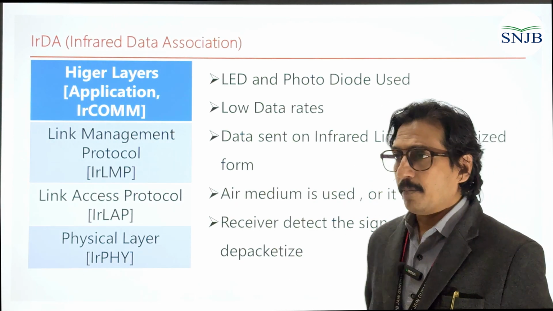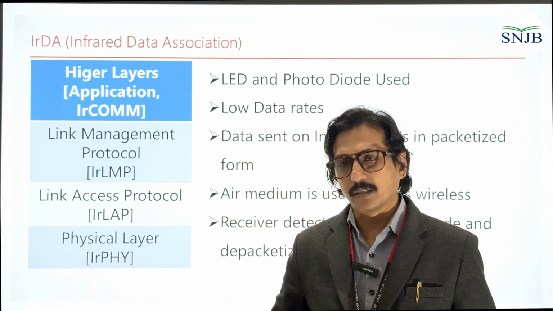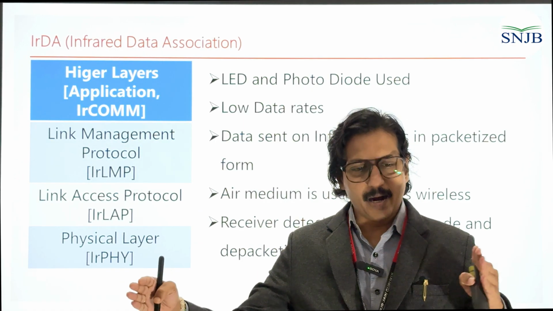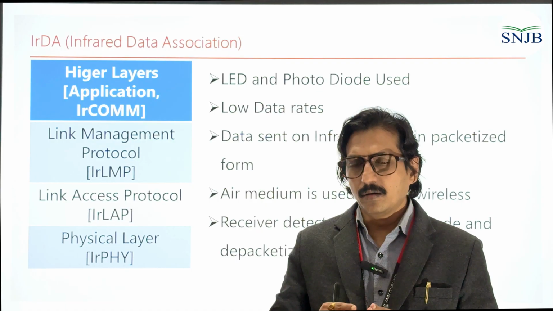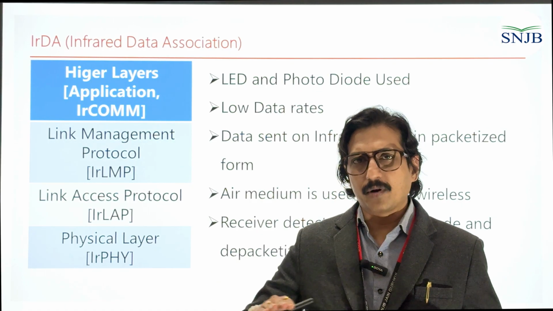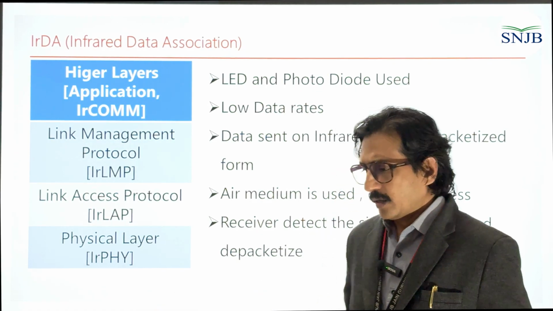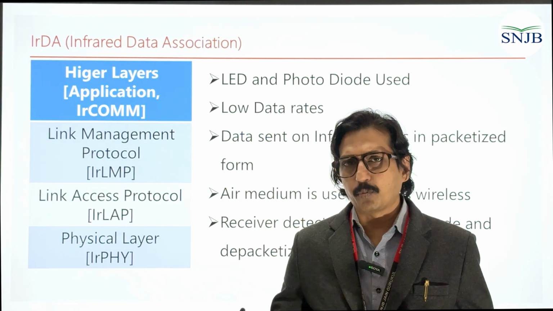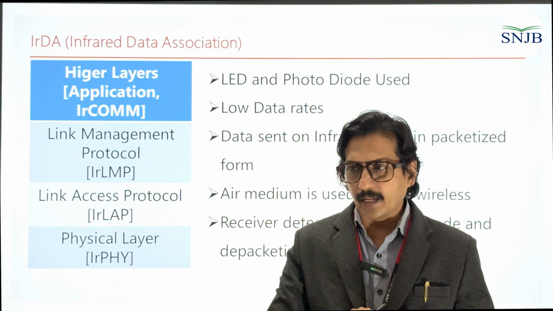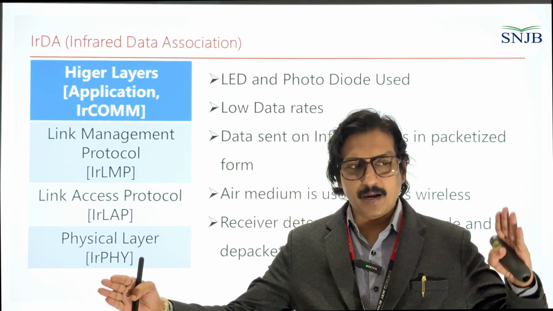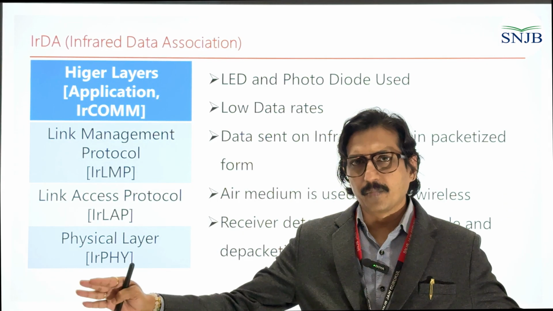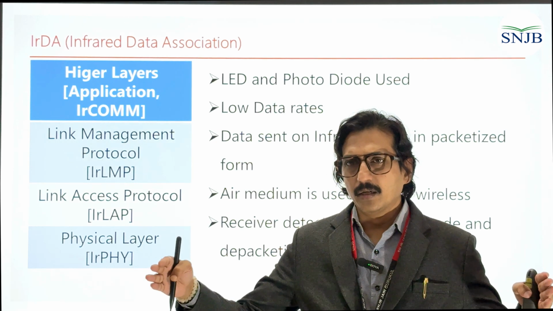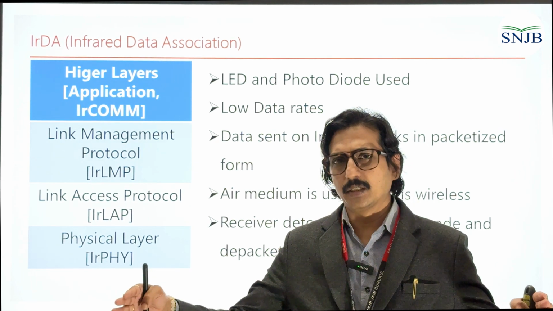Now as the name itself suggests, the communication between the transmitter and receiver is through infrared signals, and as it is a wireless protocol, the channel in between transmitter and receiver is air. So air medium is utilized specifically in between two transmission nodes.